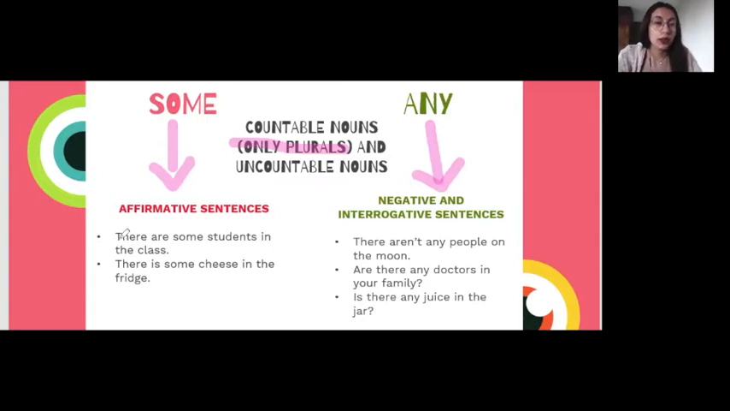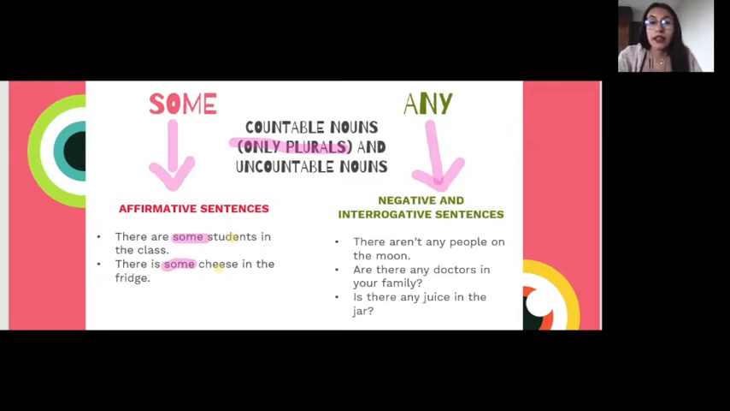Acá tenemos algunos ejemplos. There are some students in the class. Hay algunos estudiantes en la clase. There is some cheese in the fridge. Hay algo de queso en el refrigerador. So here we have two different kind of nouns. Acá tenemos dos sustantivos diferentes. Countable, which is students, and cheese, which is uncountable. Un sustantivo contable y uno no contable para ver que sí podemos utilizarlo con los dos sustantivos.